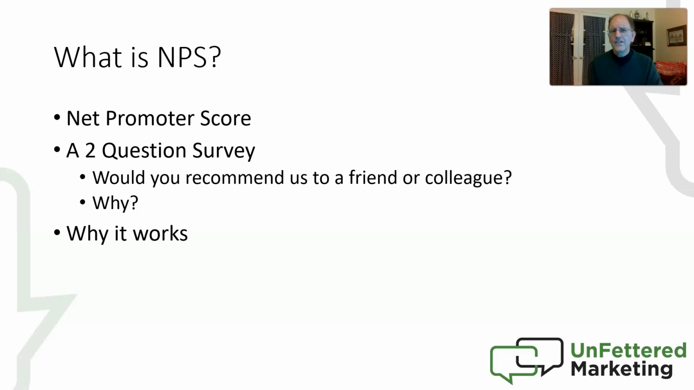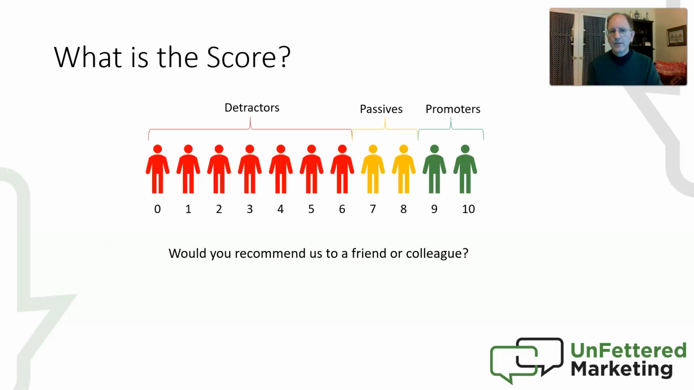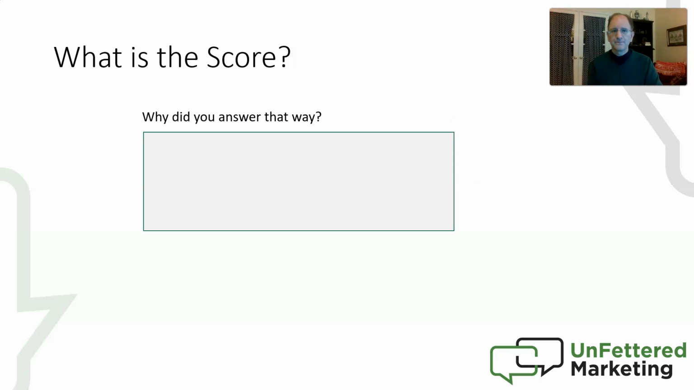Now, the reason that this kind of survey works is it's very low effort on the part of the person taking the survey. It's only two questions, it's relatively simple, and it gives people an opportunity to speak their mind. So what is the Net Promoter Score? Well, first of all, we have this numeric dimension from 0 to 10. And again, the question being, would you recommend us to a friend or a colleague? And the second question, why do you answer that way?